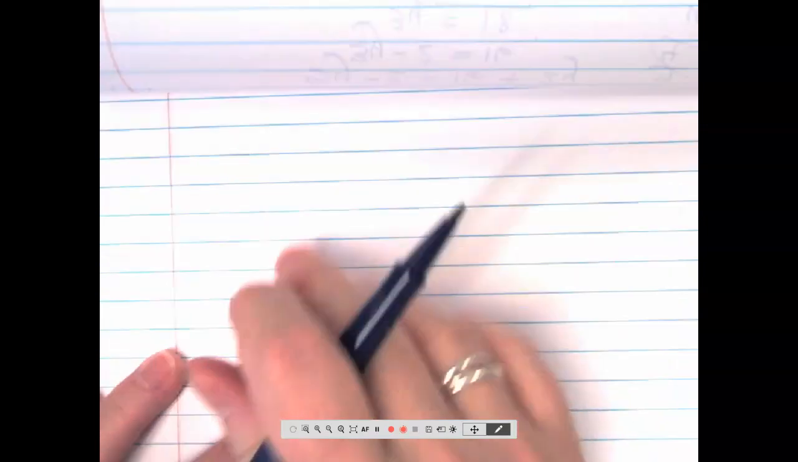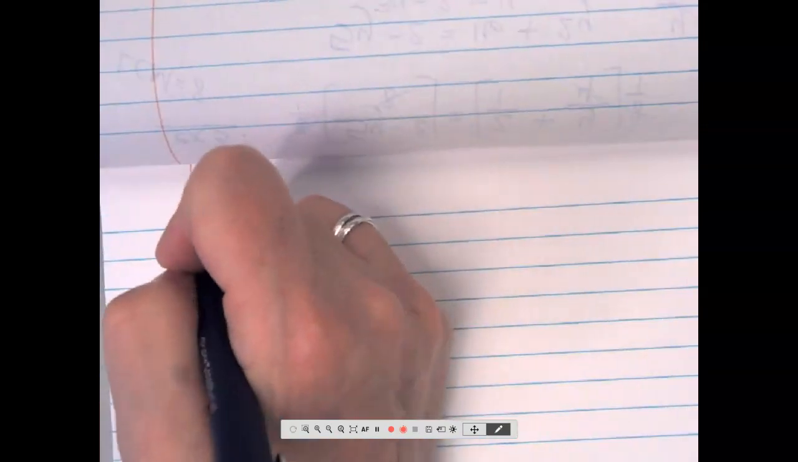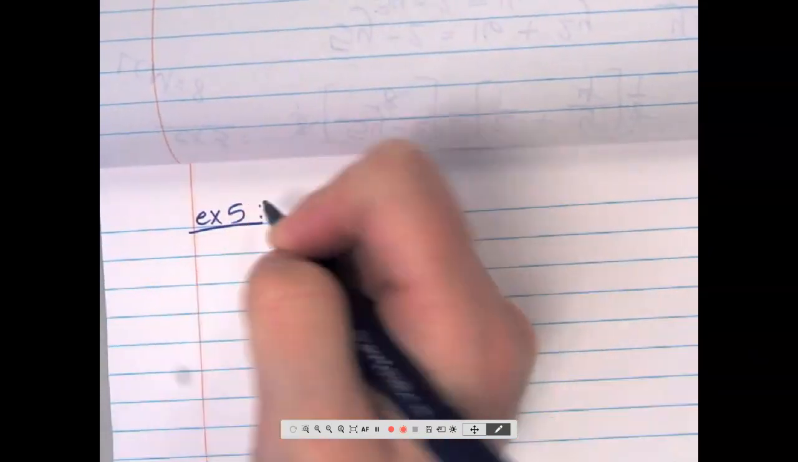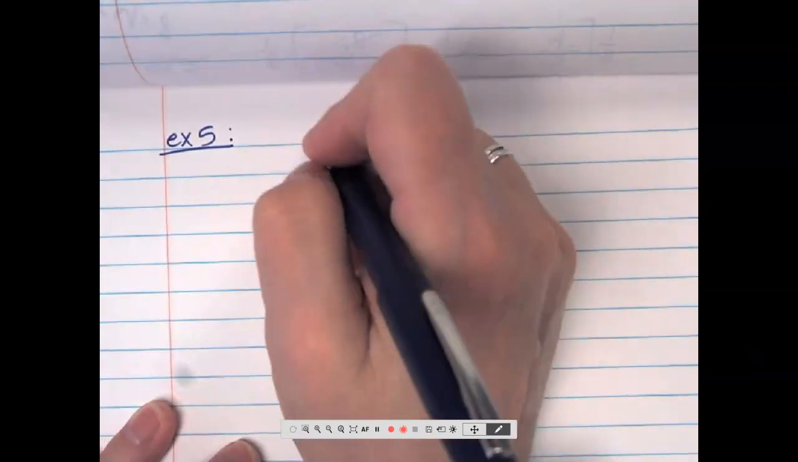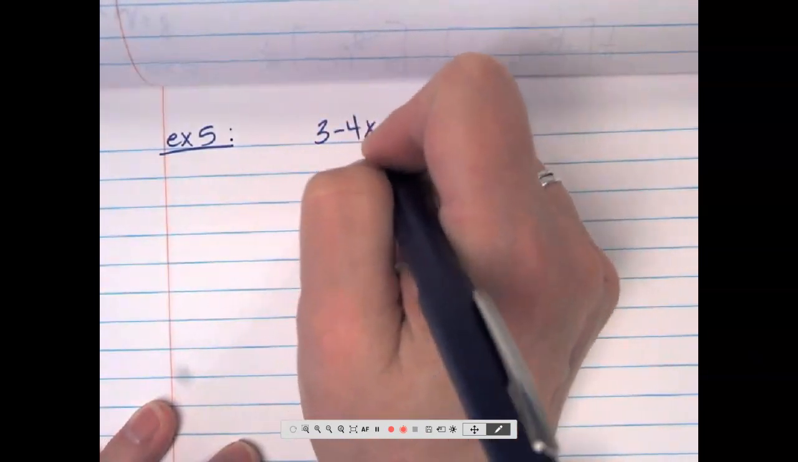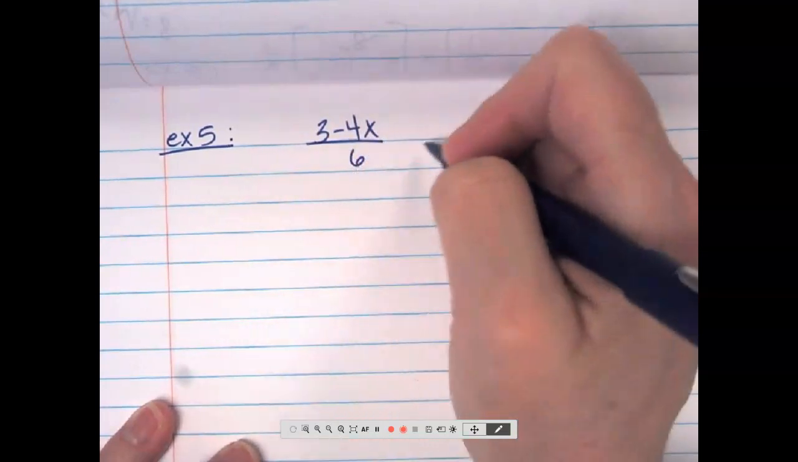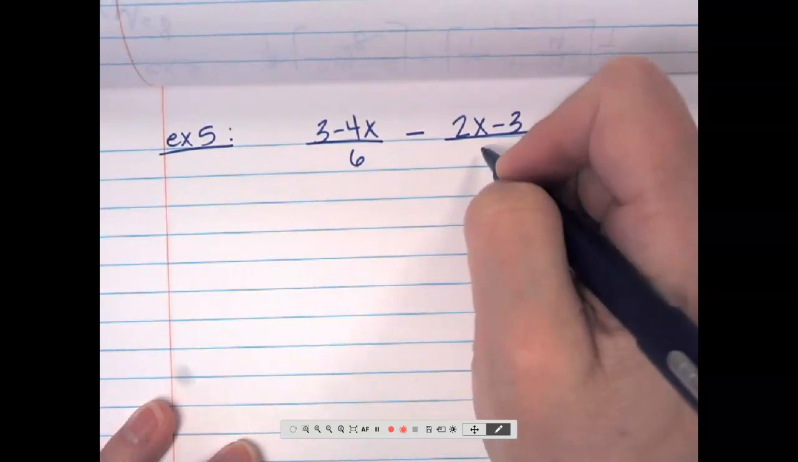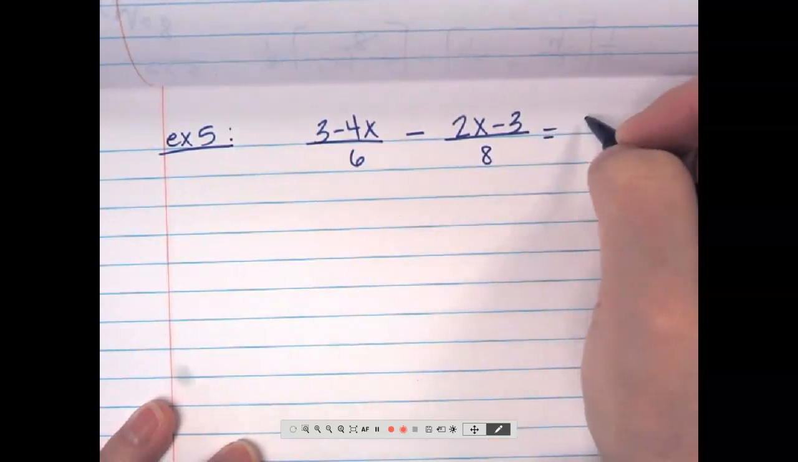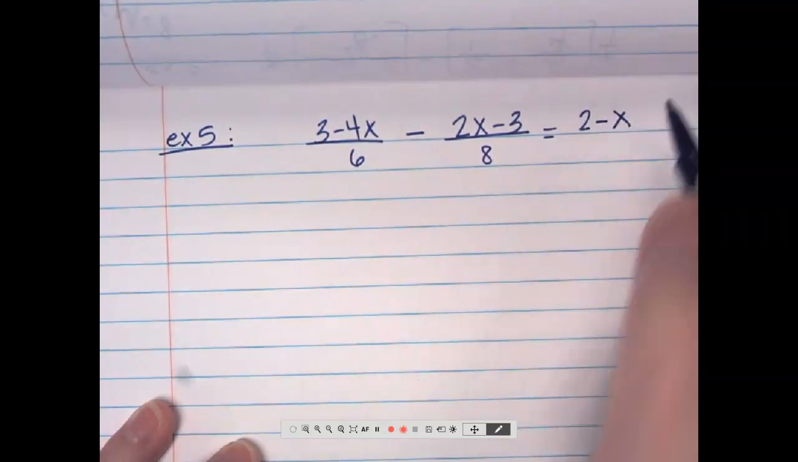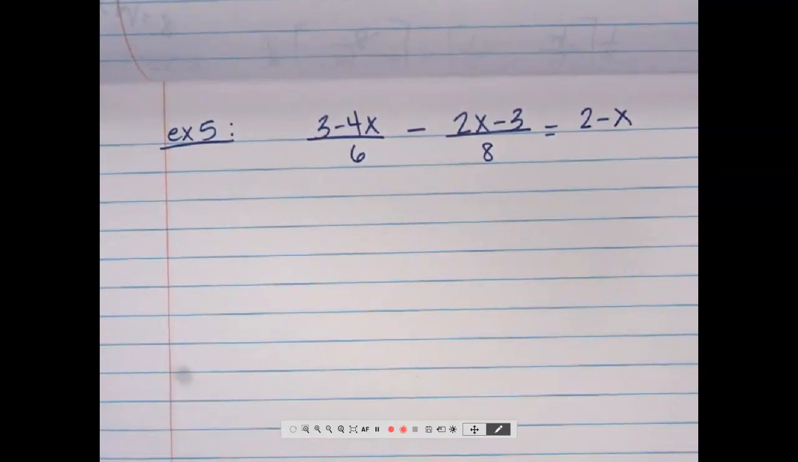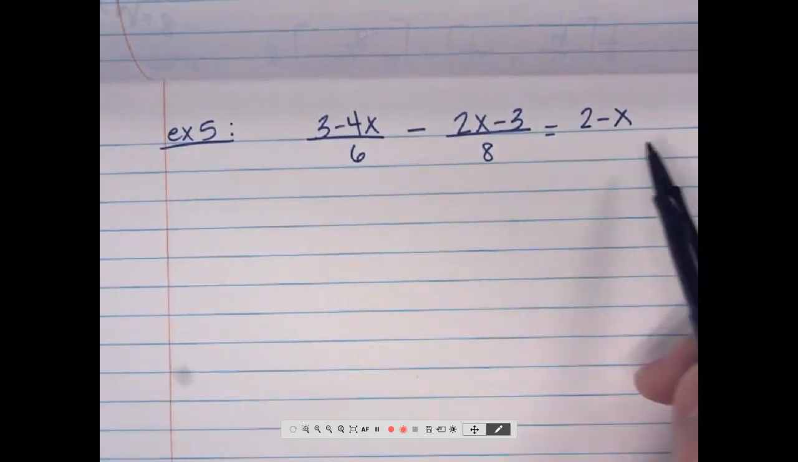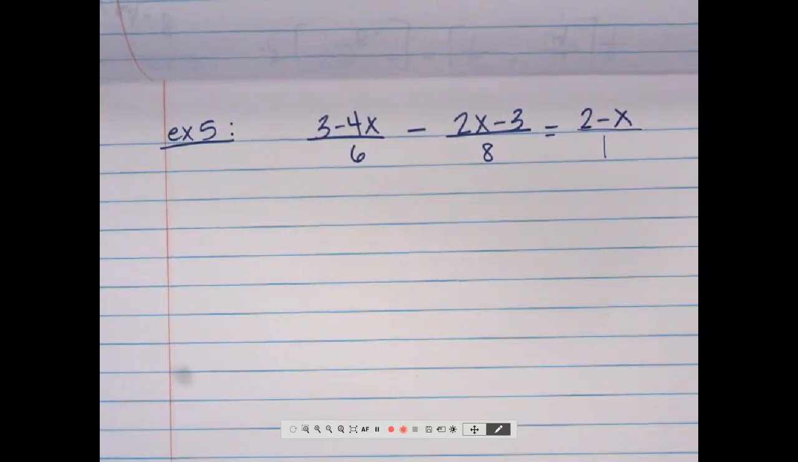Okay, let's do another with fractions here. Example 5. 3 minus 4x over 6 minus 2x minus 3 over 8 equals 2 minus x. Okay, if you want to think of this as a fraction, that's over 1.